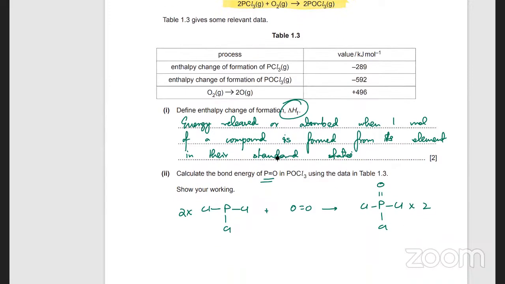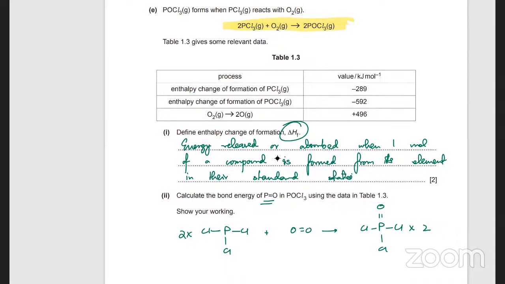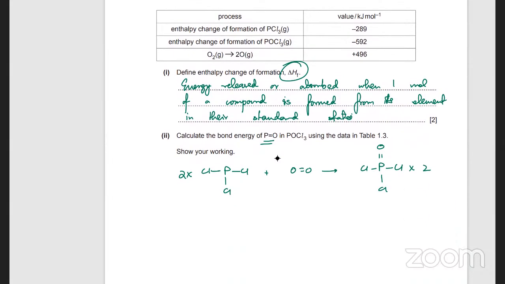So now the information that they gave us is the enthalpy change of formation of POCl3 and the enthalpy change of formation, and all of them are gaseous, right? So how many bonds are broken? Since you need to find the bond energy, that should be bond breaking minus bond formation, right? So we're gonna do that. How many bonds are broken?